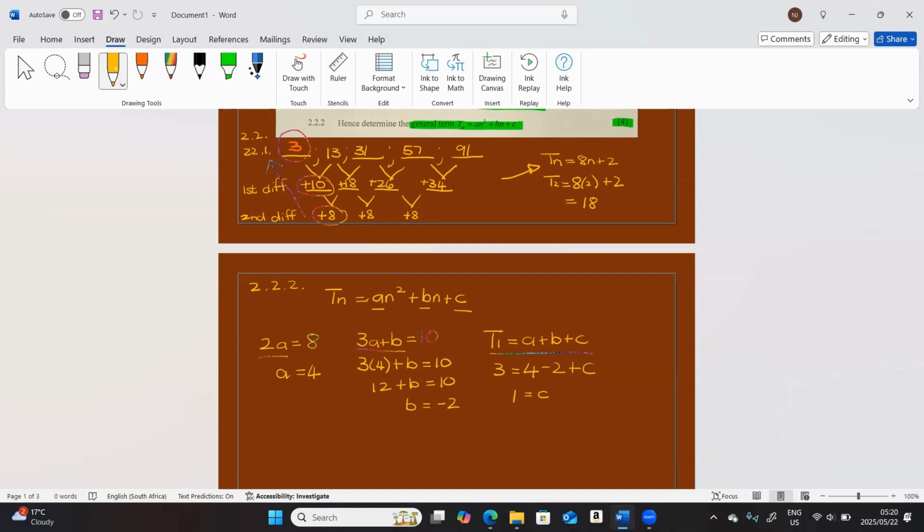So then we go and just put the values of a, b, and c into the formula for the general term. Therefore, it would be term n equals, in the place of a, we write 4n squared. b is negative, so it would be negative 2n, and then plus 1. And then we have our formula for the general term of my quadratic pattern.